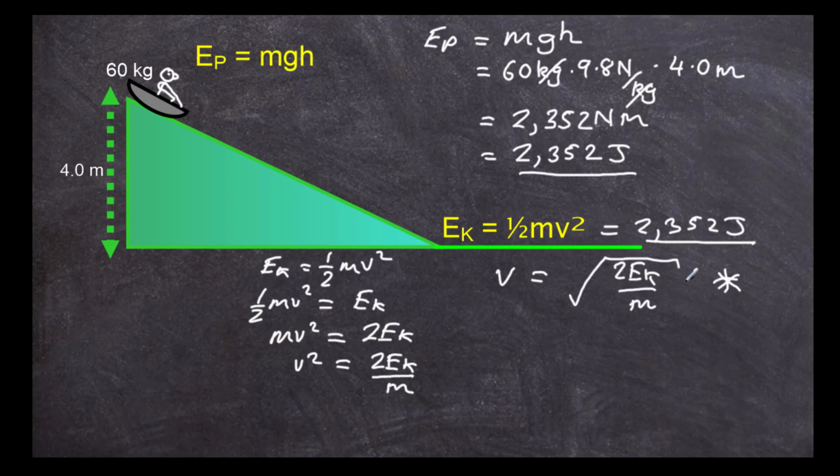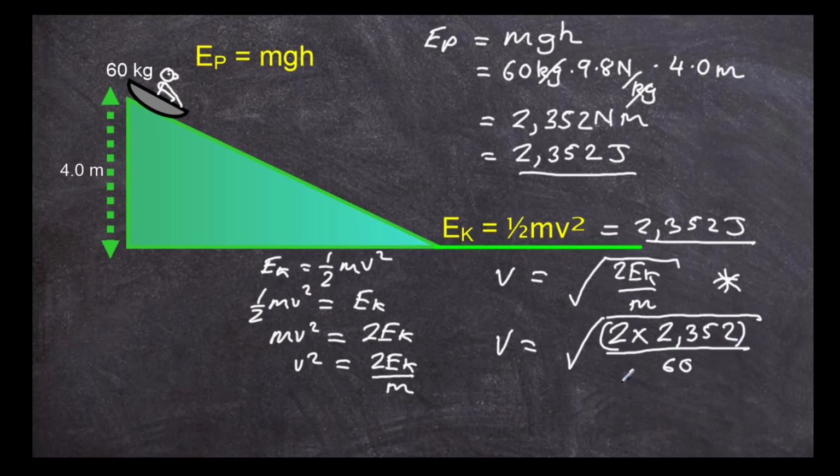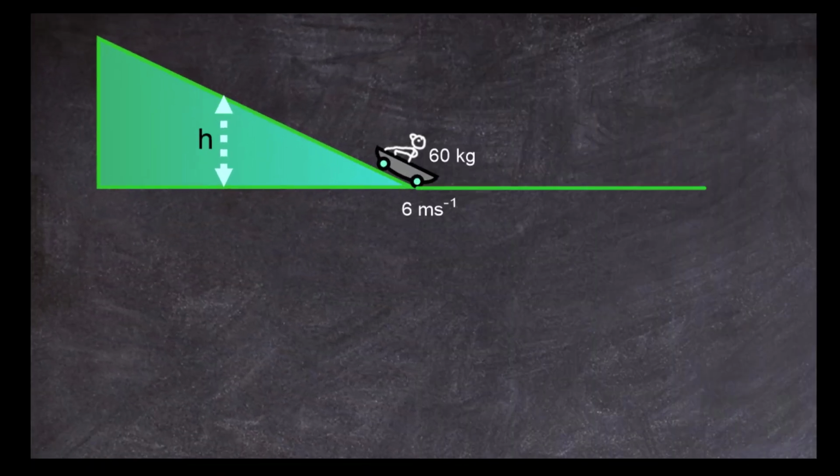So all I have to do is put in the numbers to find the speed at the bottom. So v is going to equal the square root of twice the kinetic energy, which we worked out was 2,352 joules, divided by the mass of the object, that's the person in the sledge, 60 kilograms. And if I do that on my calculator and don't make a mistake, I'm left with a value of 8.9 meters per second. And that is the speed of the sledge and the person at the bottom, 8.9 meters per second.